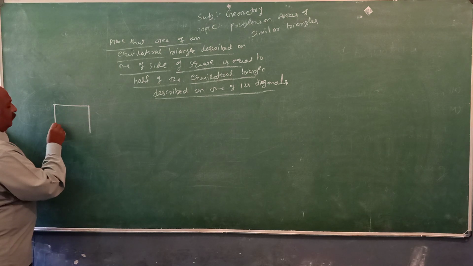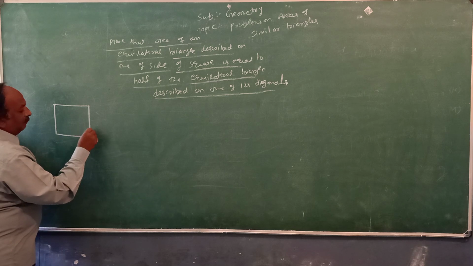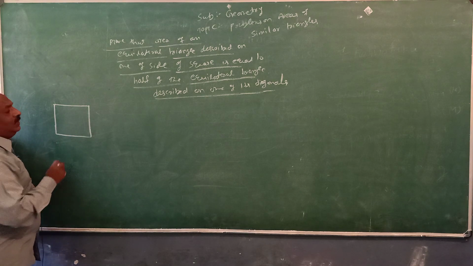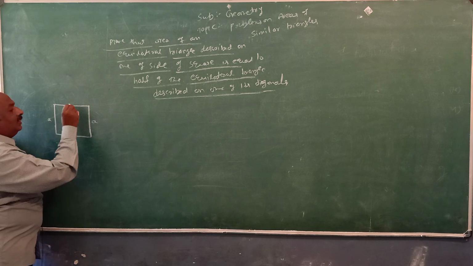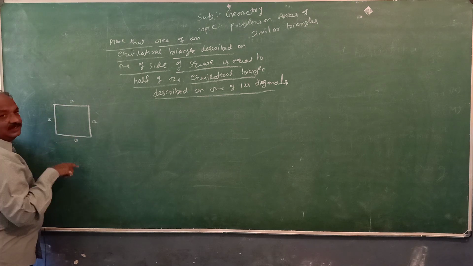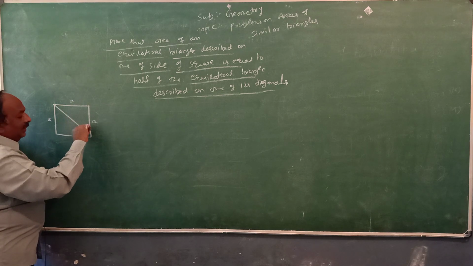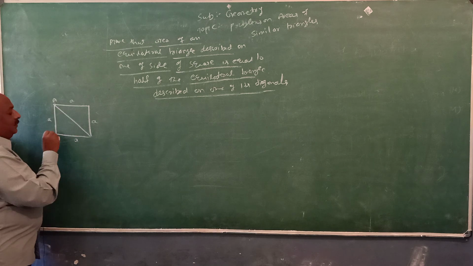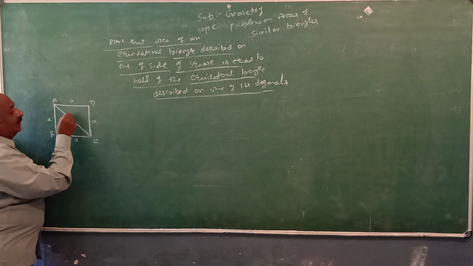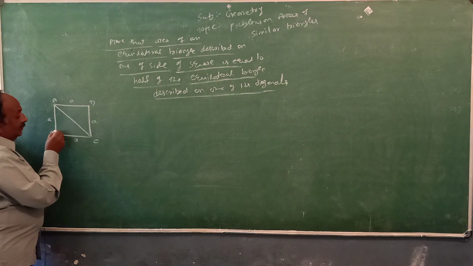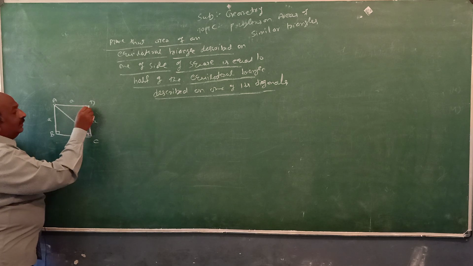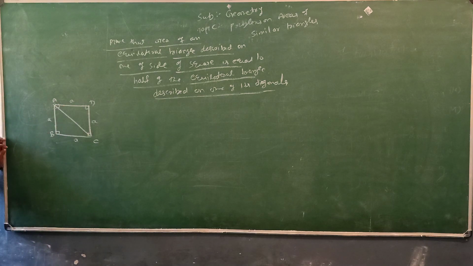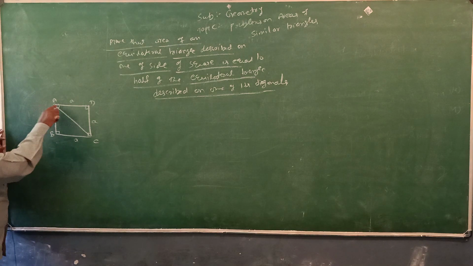Do you know the meaning of the square? A square is a type of quadrilateral in which all sides are equal. So this is a square. What do we call it? A, B, C, D. It is a diagonal. In a square, each angle is 90 degrees. So apply here.